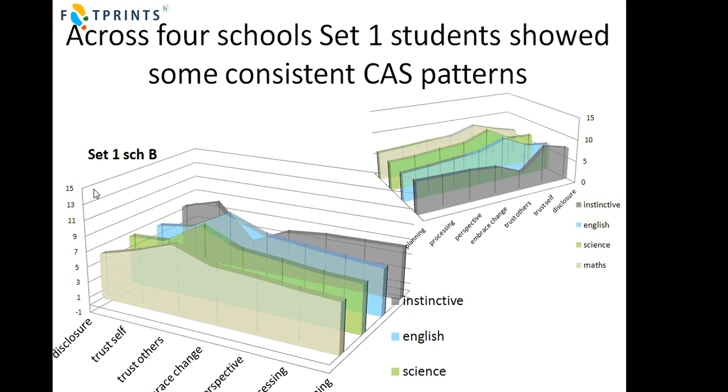This again is set 1 here, and I've just turned this chart round because I want you to see the back of it. There's that grey instinctive score. You can see how low their instinctive trust of others is and how high their instinctive trust of themselves is, and how that then flips round in the context of their lessons when they're engaging in science and English and maths, to a high trust of others and lower trust of themselves.